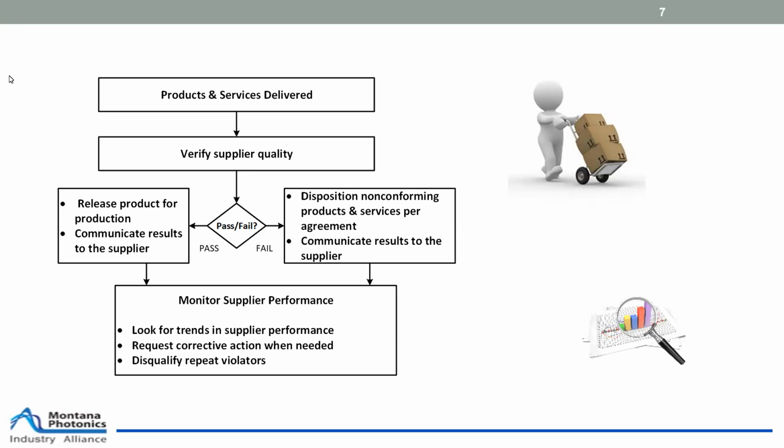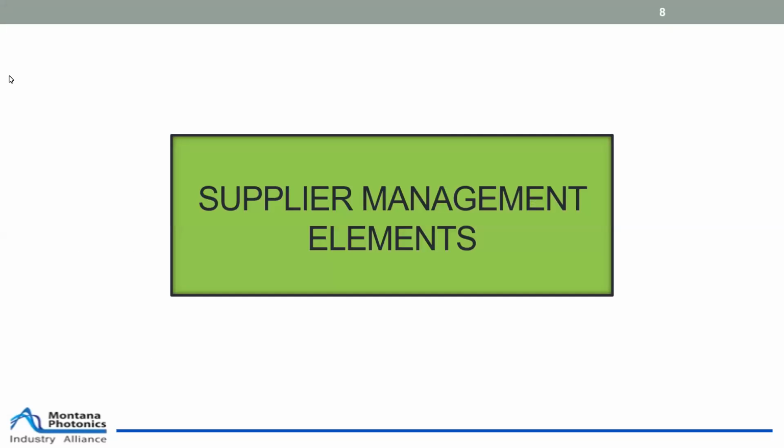Finally, look for trends in supplier performance. Request corrective action when needed and disqualify repeat offenders. Next, I will expand on these elements of a typical supplier management process.